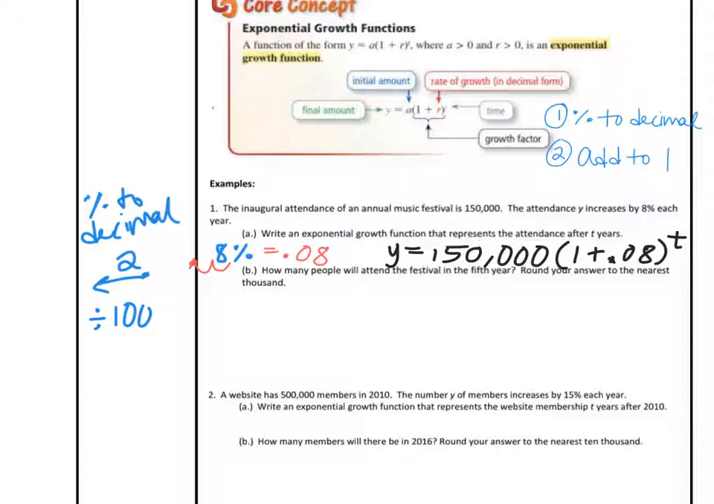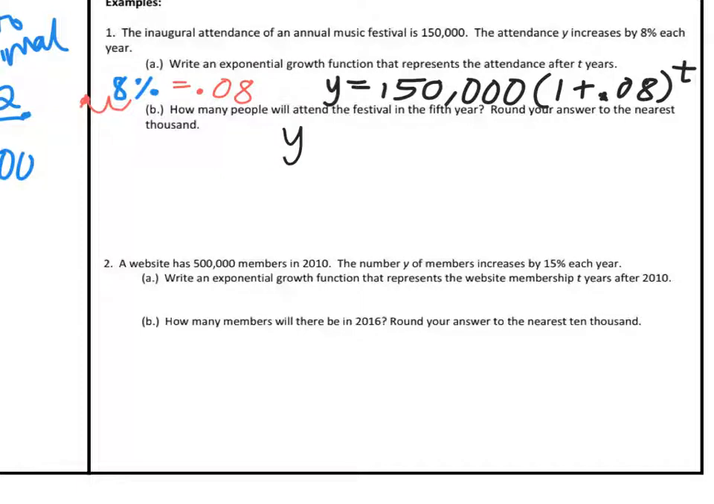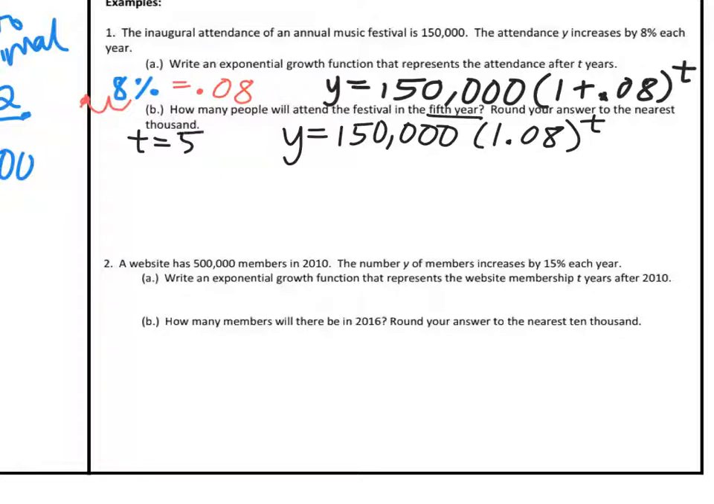How many people will attend in the 5th year? And then we'll round to the nearest 1,000th. So let's go ahead and simplify this. Let's add what's in the parentheses together. So the final equation would be this, 1.08 to the T. So every year increases 8%, which is why we multiply by 1.08. If you just multiply by 0.08, you would get a number that's smaller than 150,000, and that would be decreasing. That's not what it's doing. So now we have T equals 5, because after the 5th year, substitute that into your equation.